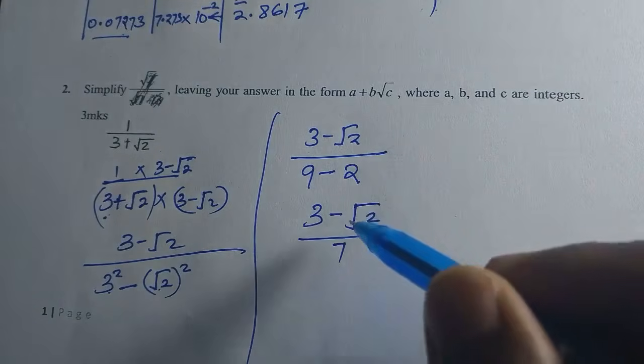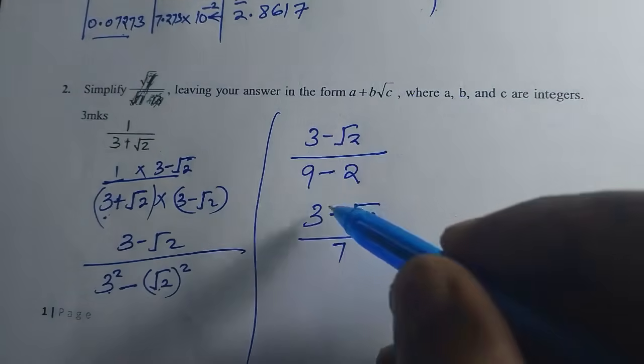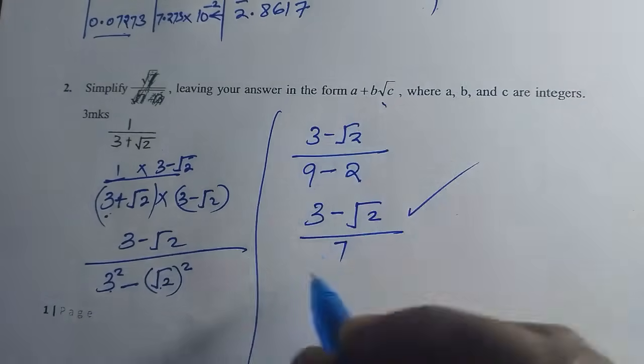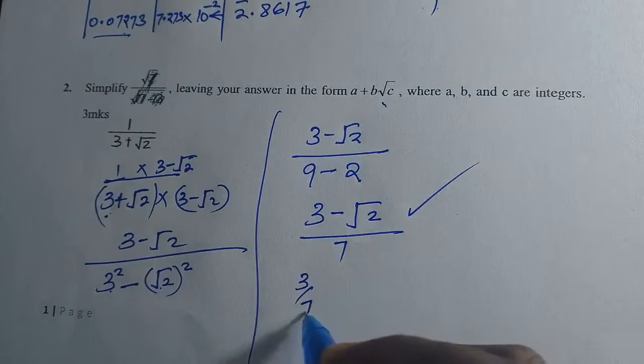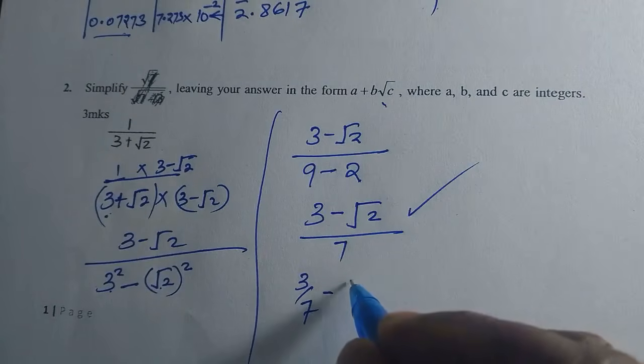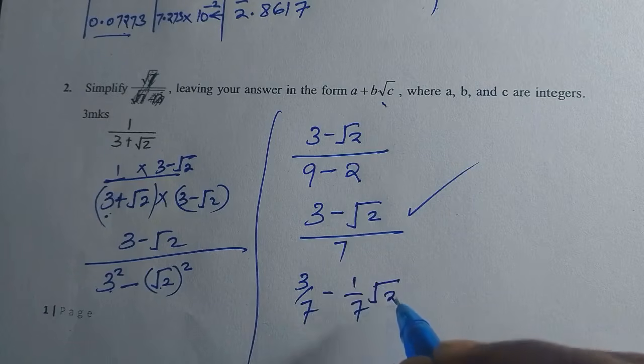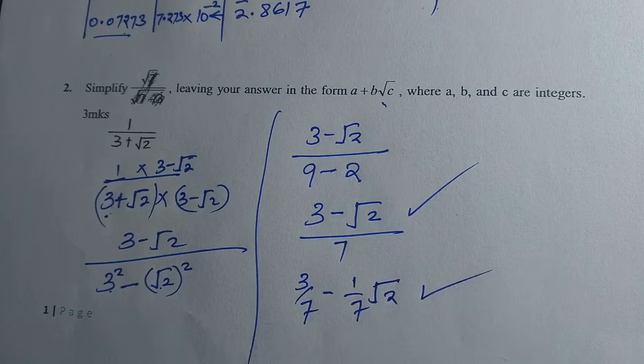So this answer is okay, but if you want to write it in this form, you will have 3 over 7 minus 1 over 7 root 2. Even this way is still okay. These and these are fine.